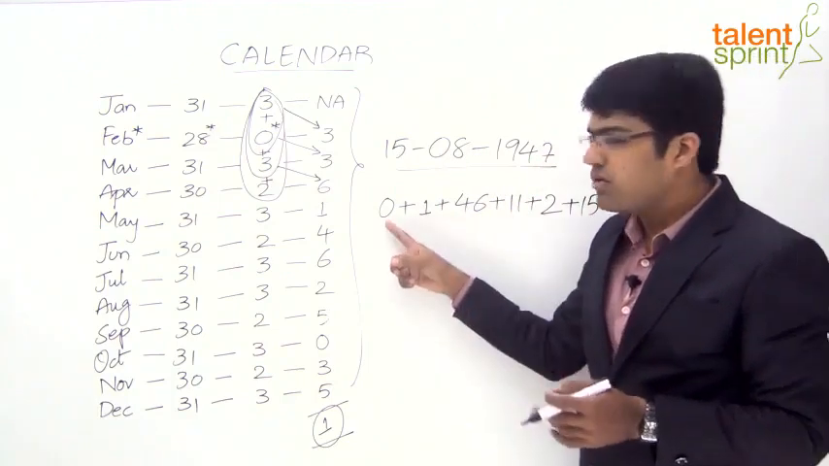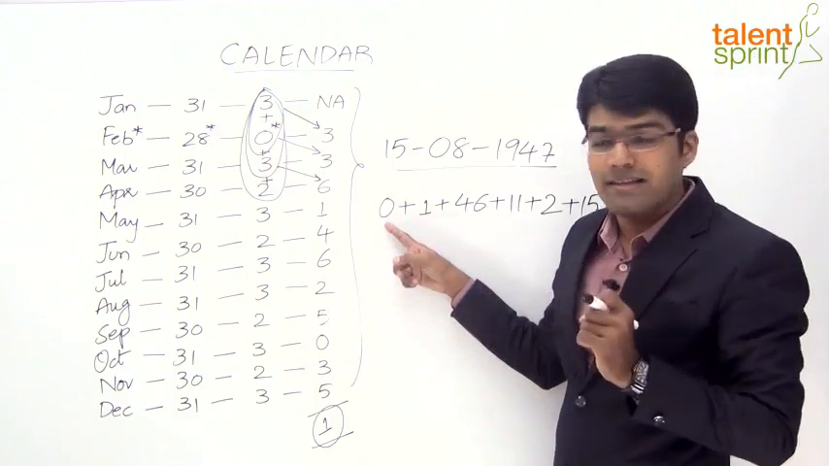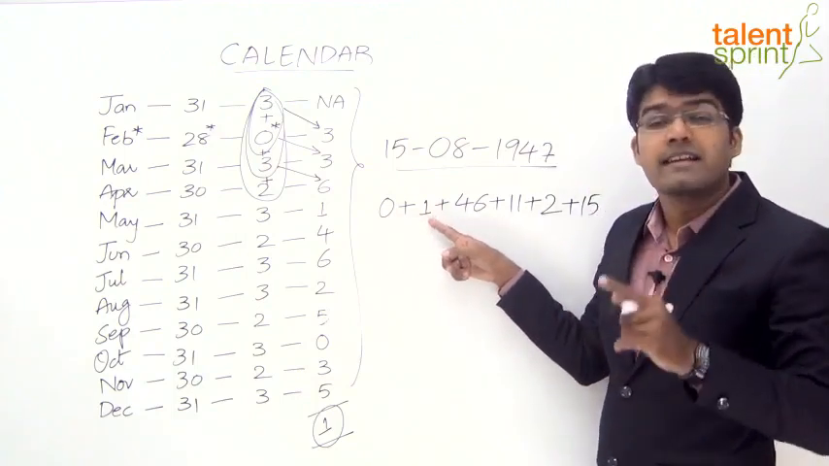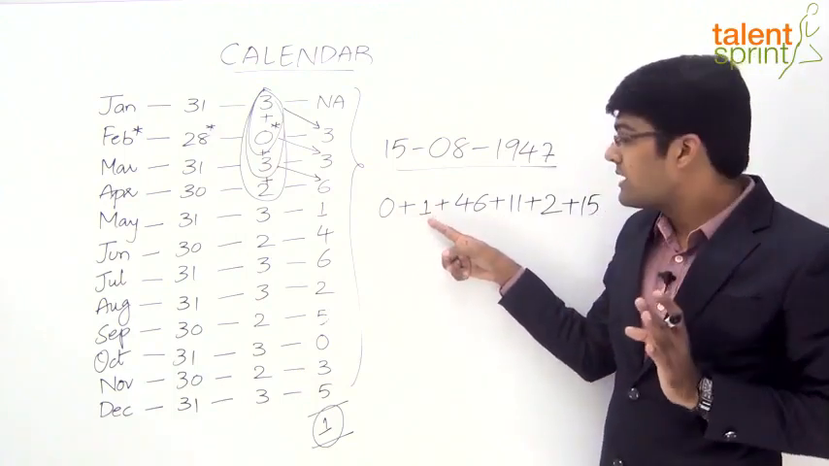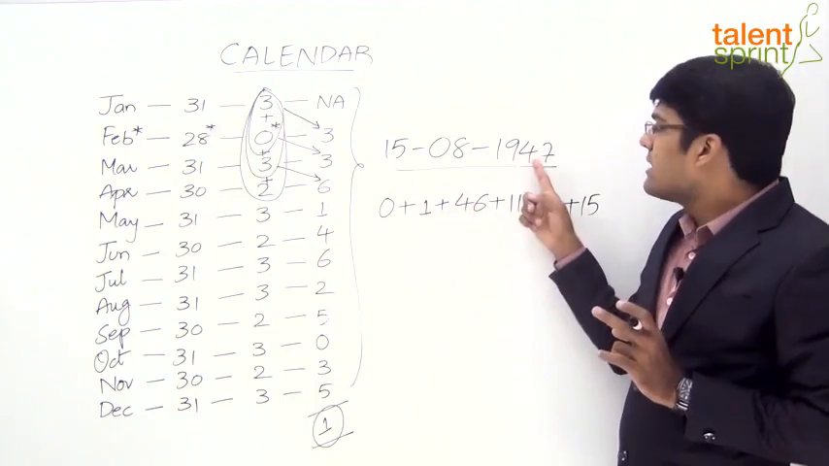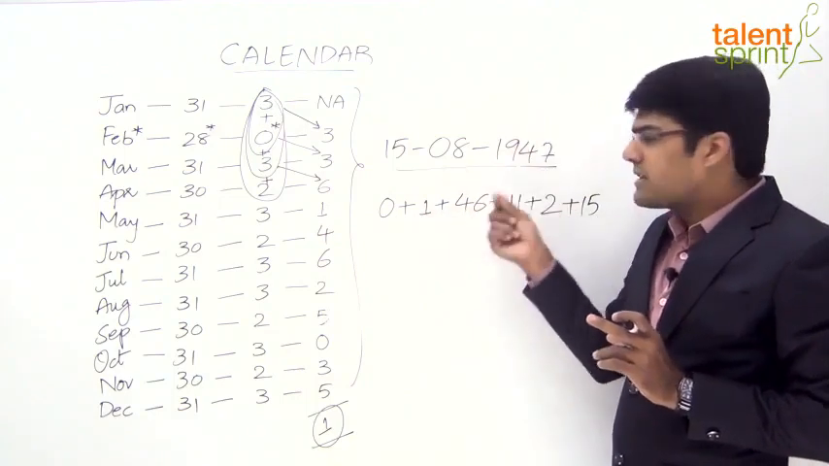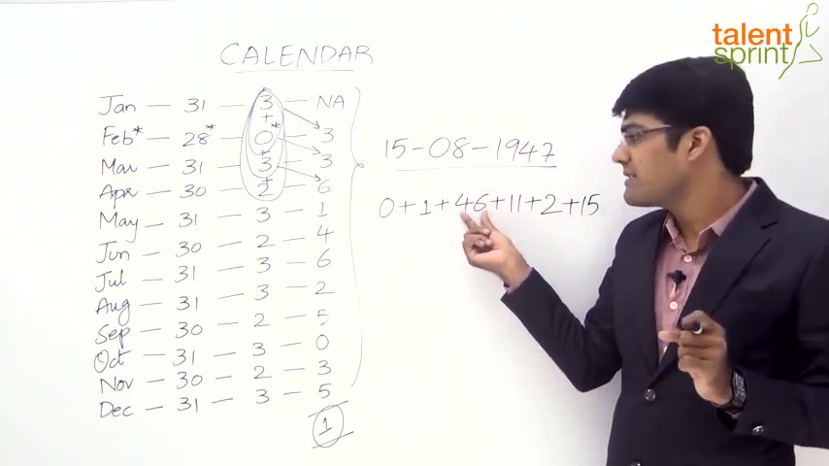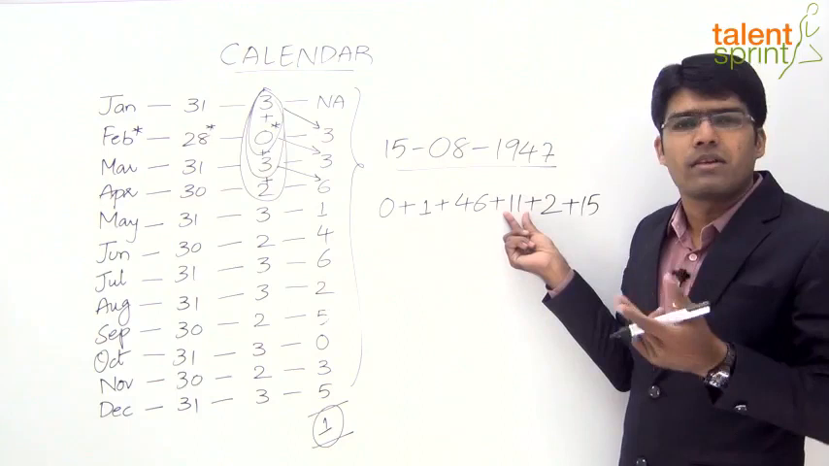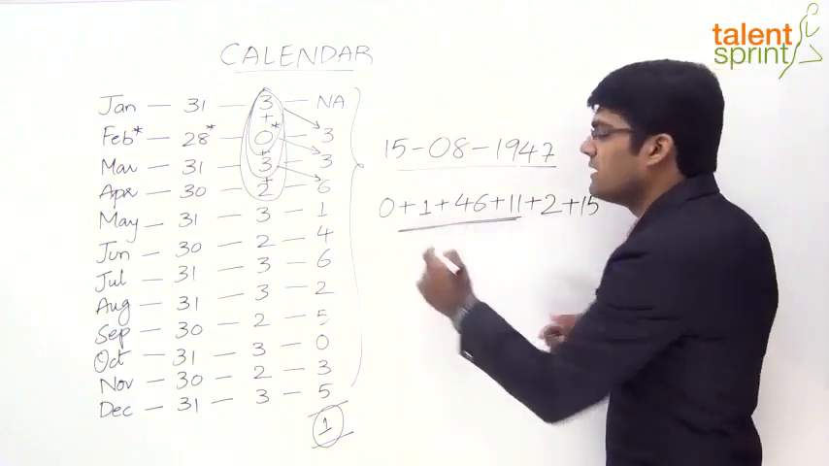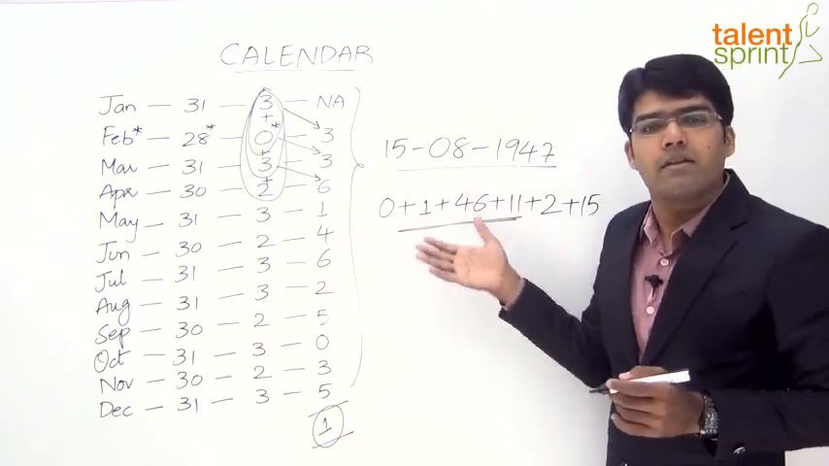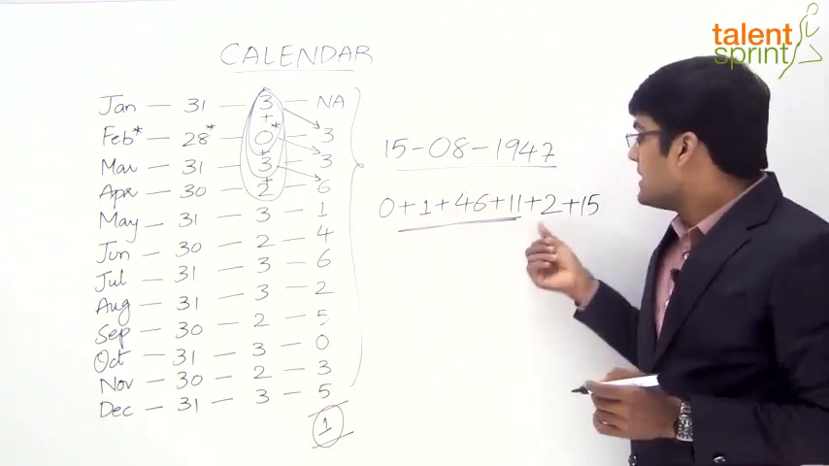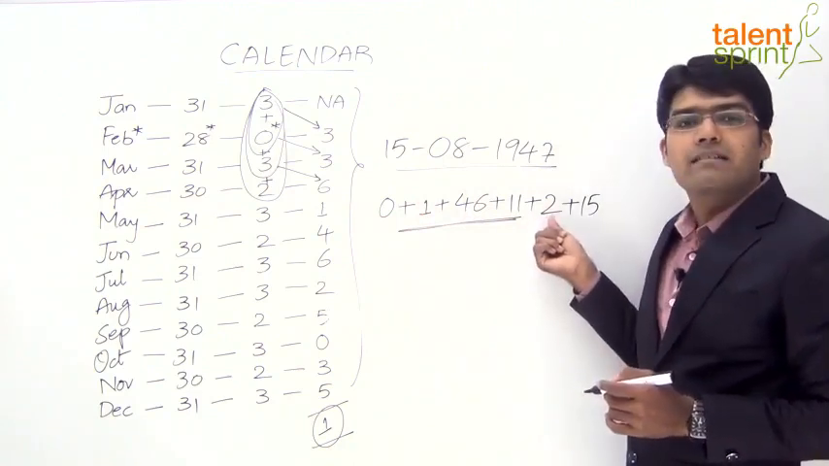So what's the logic here? 0, because for the past 1600 years, 0 odd days. 1 for 300 years, 1900. Then why 46? Because from 1901 to 1946, there are 46 years. 46 years will have at least 1 odd day every year. So 46 and 11 odd days. This calculation we have already understood in the previous example, where we have done the detailed calculation. Then this 2 is the helpful part here.